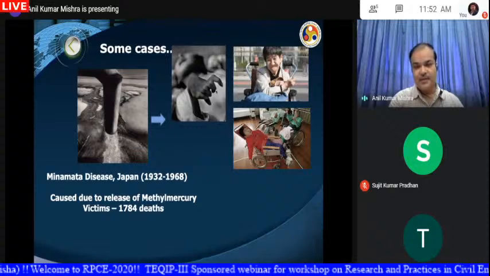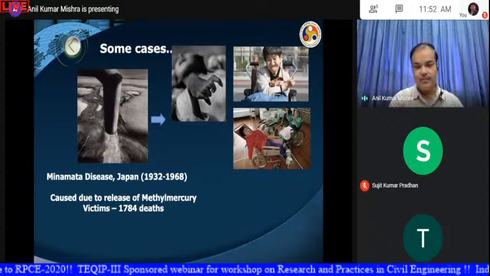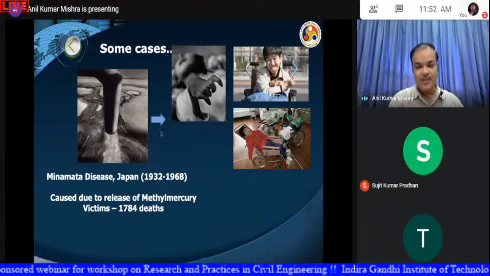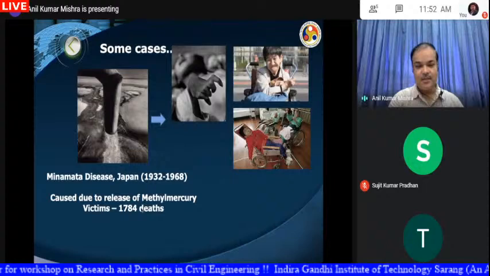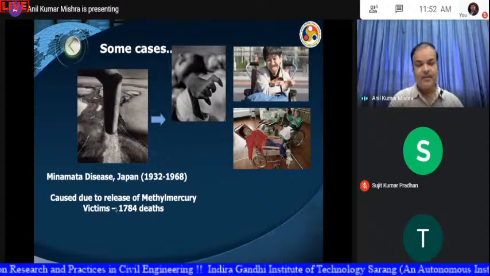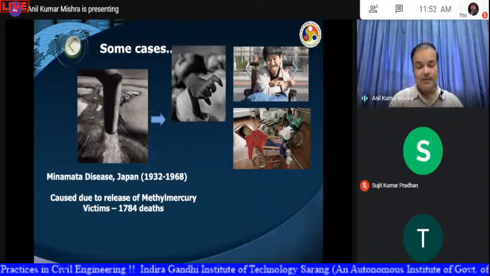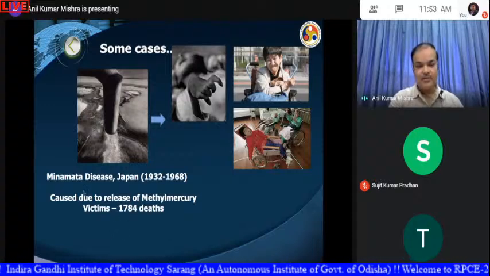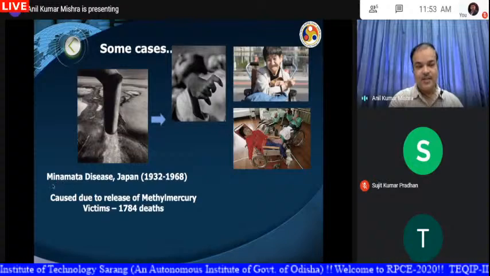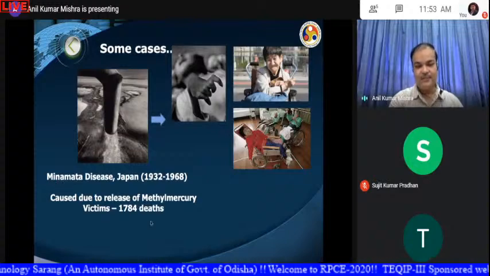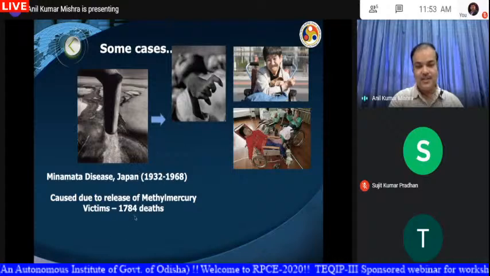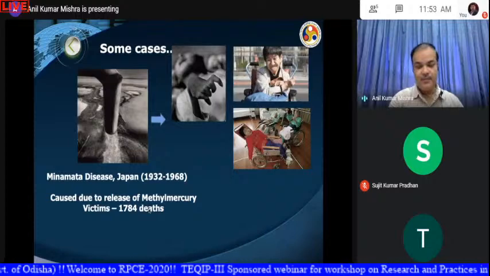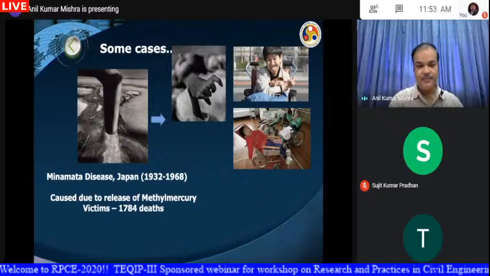It causes mental problems, and it causes problems with the bones. Finally, after 36 years, it was noticed that this was caused by the methyl mercury being released by one plant, a factory in Japan, in the city of Minamata. From that city, Minamata, the disease name came: Minamata disease. Because of this disease, 1784 people died, and right now many people are still suffering from it.